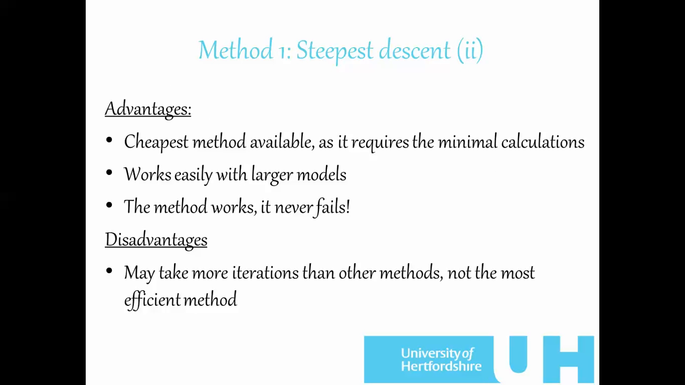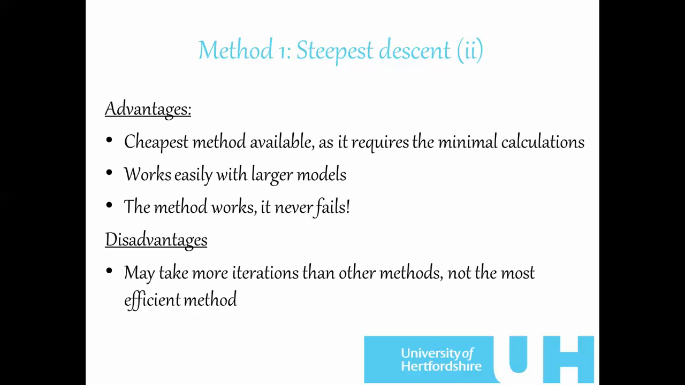So the advantage of steepest descent is that it is the cheapest method available. It requires minimal calculations. You don't have to work out the second derivative, and you don't have to work out anything else. So it is the cheapest available method. It works easily with larger models. If we have a model with more than 5 variables, or more than 10 variables, it will be the quickest method that will work efficiently.